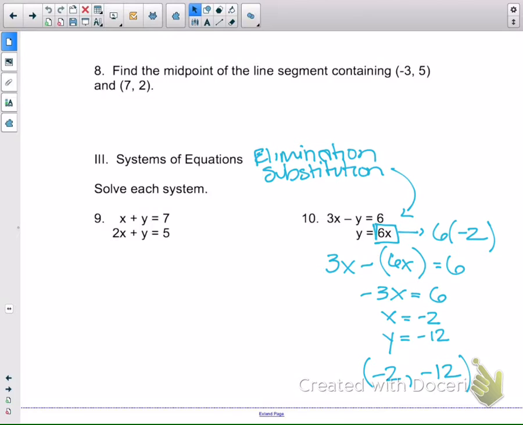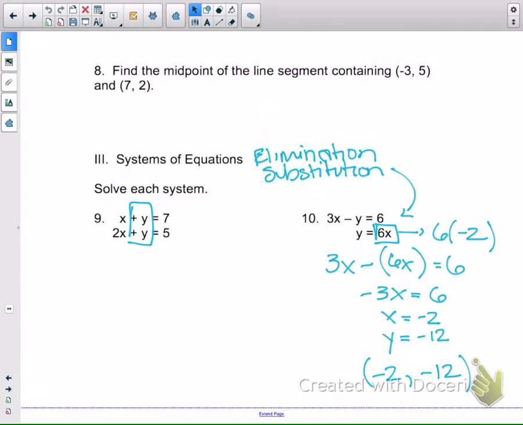Substitution, I only use when it's easily solved for either x or y, or it's already solved for x or y. 9 you could solve for x or y in several of those, but I say it's set up for elimination because I look at these y values right here, and it's going to be very easy to cancel them out because they have the same number in front of them. In this case, they're both 1y, but it could be any number as long as it's easily set up so that it's the same number in front of it.